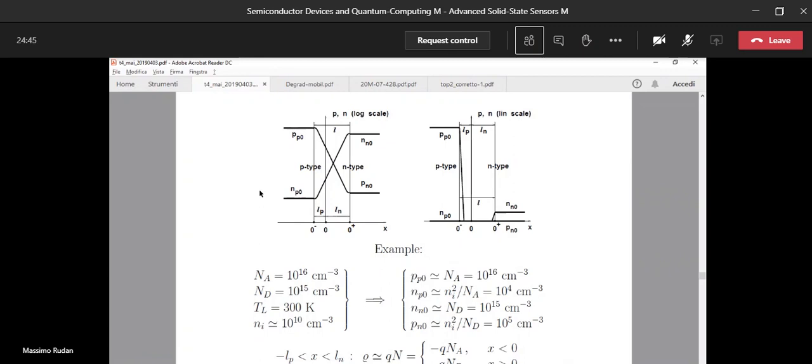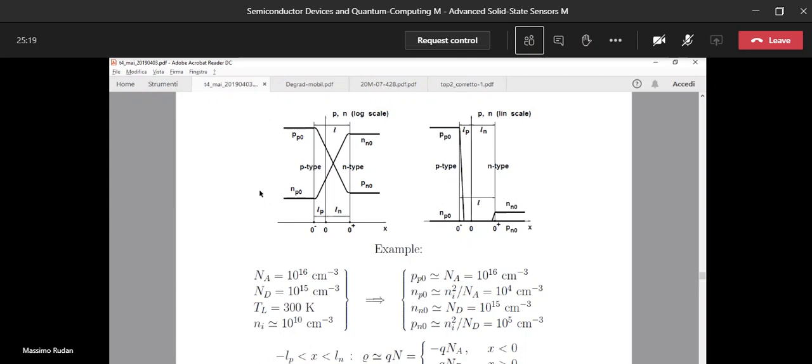In the equilibrium situation, we may state that the mobile charges, that is holes and electrons, have a concentration that is substantially negligible, almost negligible, in the space charge region, that is in the central part of the structure, okay? They dropped almost immediately to very low values.